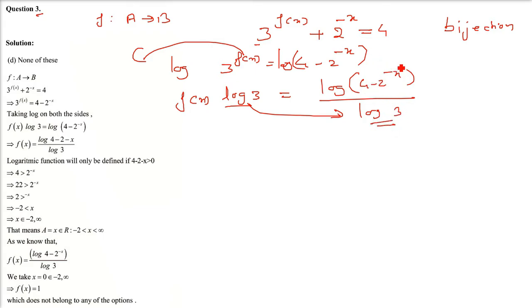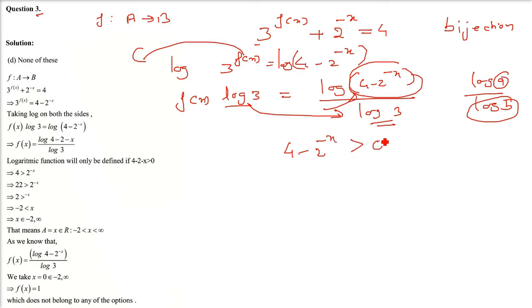So log 3 you don't have to worry about, because log a by log b is constant. We have to worry about this 4 minus 2 raised minus x inside the log. But the problem is, we cannot have a negative value inside log. It has to be greater than 0. So we have to ensure this condition, 4 minus 2 raised minus x should be greater than 0, because it will not be defined otherwise.